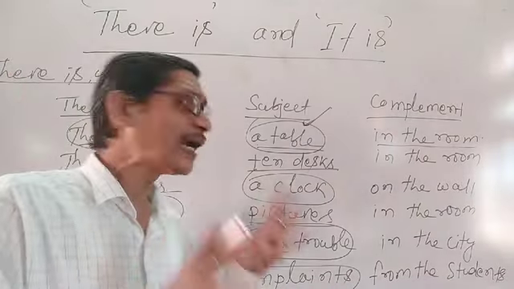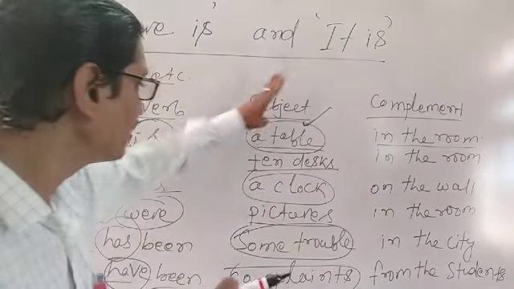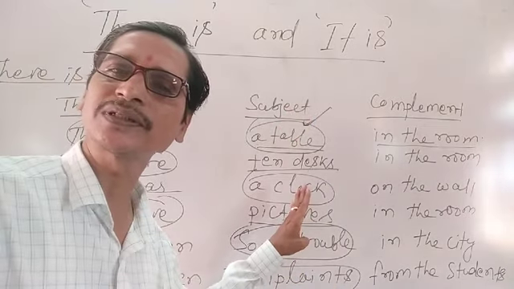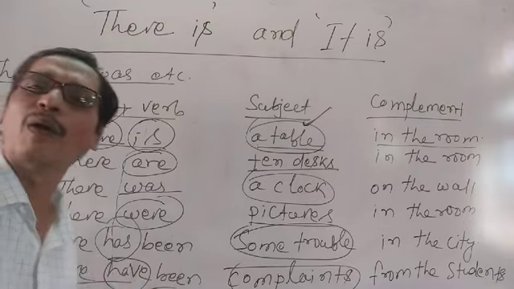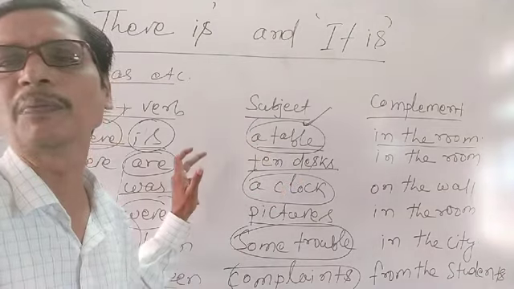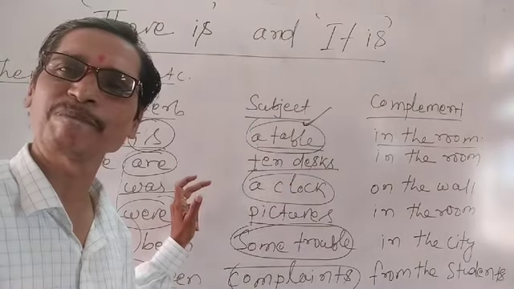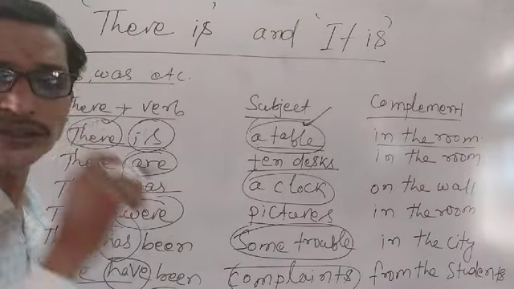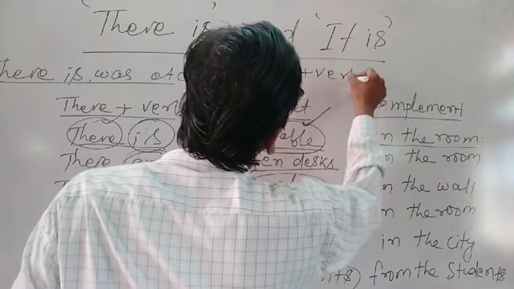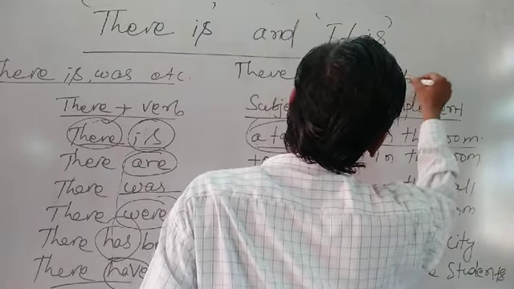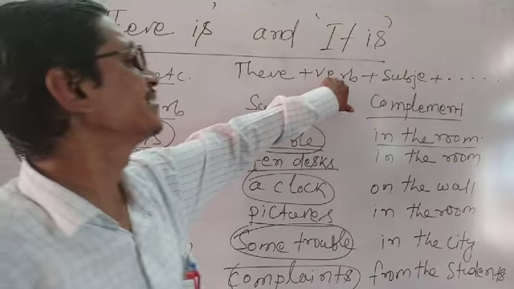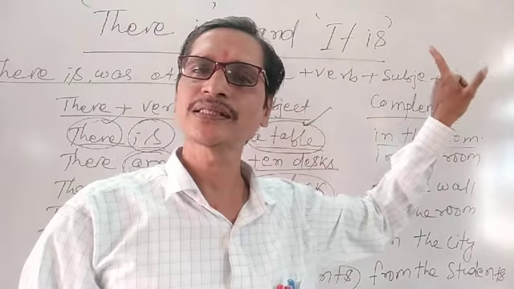But in totality, we understood "there" is not the real subject, whereas the real subject comes over here. And according to this subject, its number and person, we have used these verbs. We use singular verbs with singular subjects and plural verbs with plural subjects. Understand? You understood? So this structure is: there is, plus a verb, plus subject, plus other words. Understand? There is a boy in the classroom.